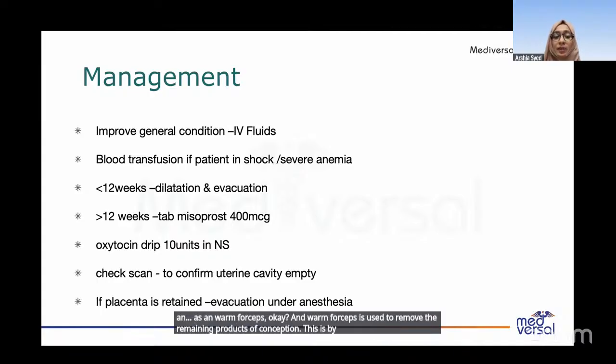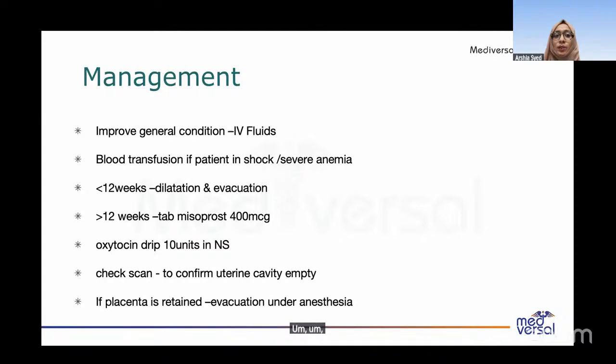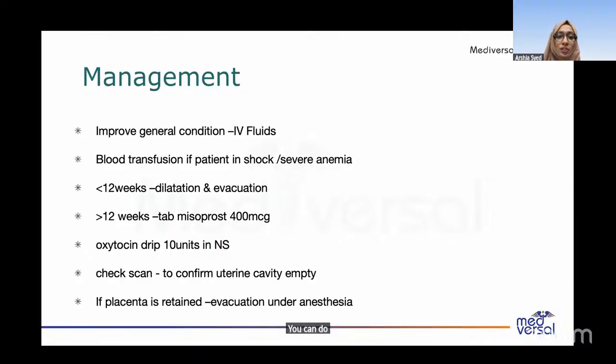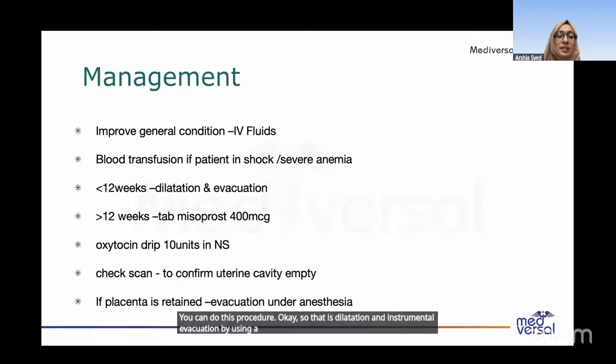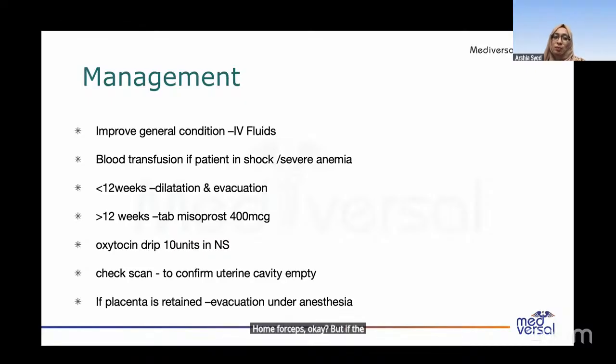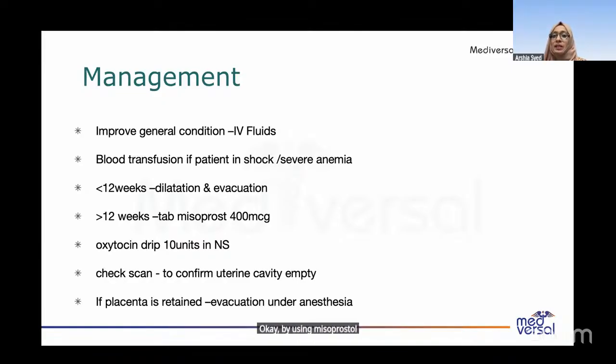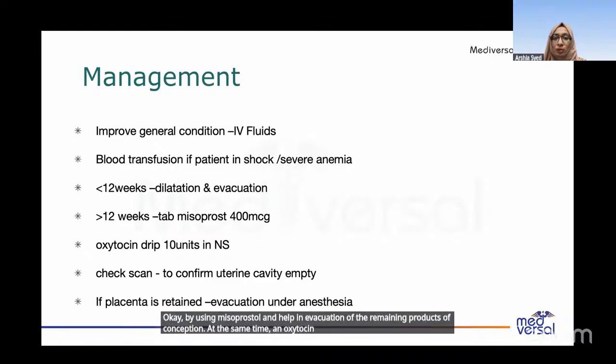You can either sedate the patient and do this procedure, or you can take her to the OT and give her sedation, and do this procedure. So that is dilatation and instrumental evacuation using an OM forceps. But if the period of gestation is more than 12 weeks, you can even try medically, using misoprostol to help in evacuation of the remaining products of conception. At the same time, an oxytocin drip can also be used so that the uterus contracts, and whatever products remain can be expelled out.